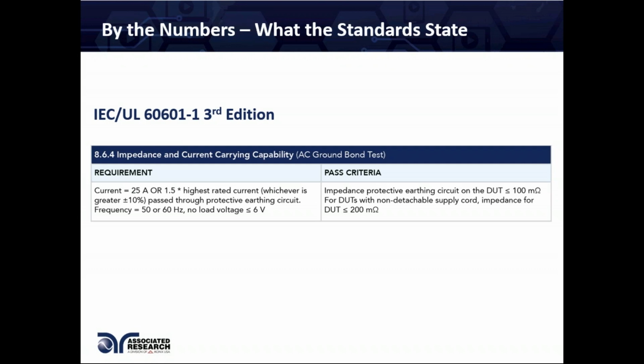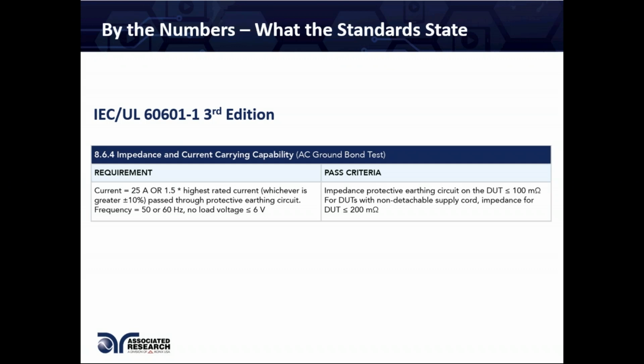So if I'm testing a medical device per these specific requirements, I can program my ground bond output current for 25 amps, my no load voltage on my ground bond tester as 6 volts because it says less than or equal to 6, so 6 is acceptable. Frequency according to the region, and my high limit, if I'm using a product with a detachable line cord, I'm going to set to 100 milliohms. And if I'm using a product with a non-detachable line cord, the standard is allowing me a high limit of less than 200 milliohms.